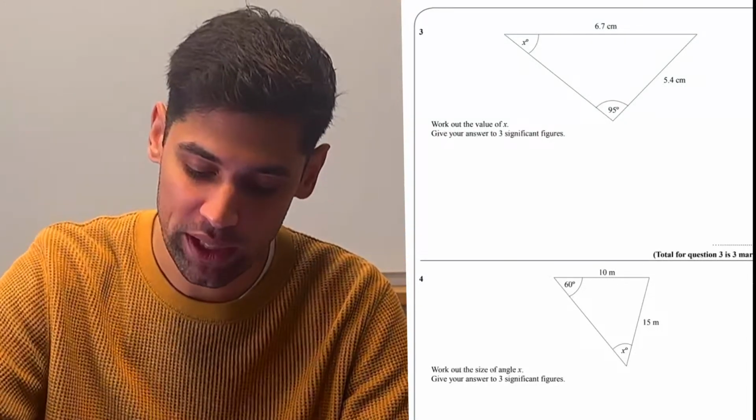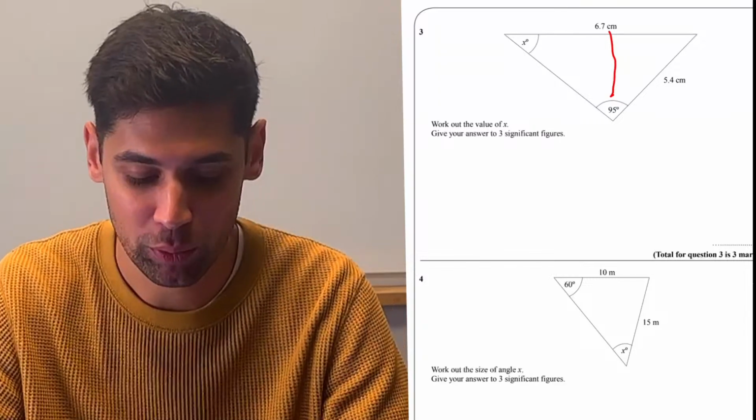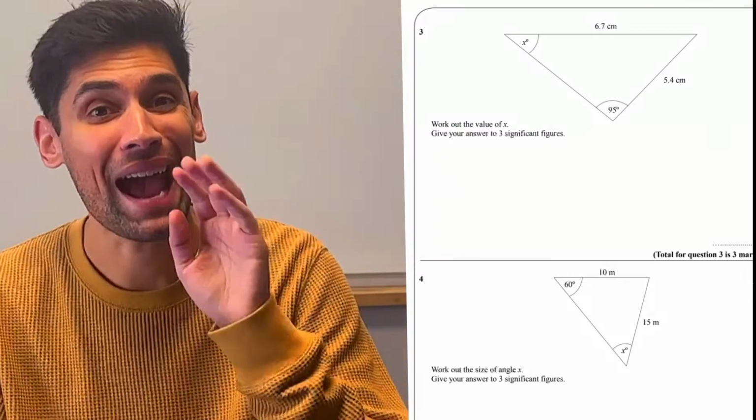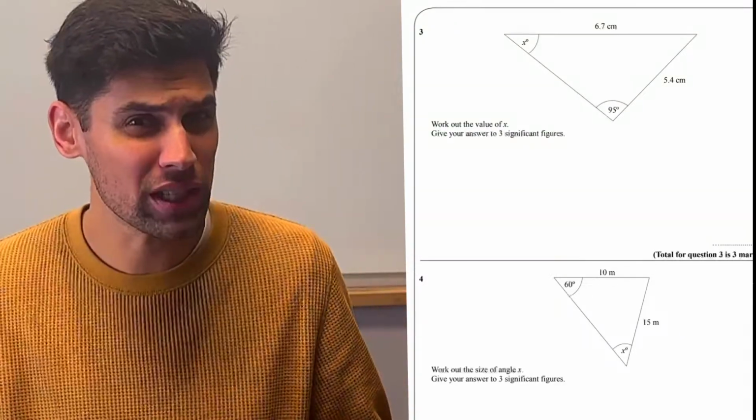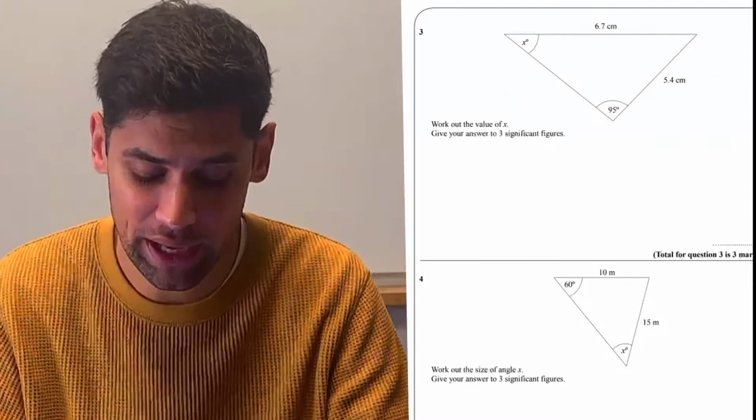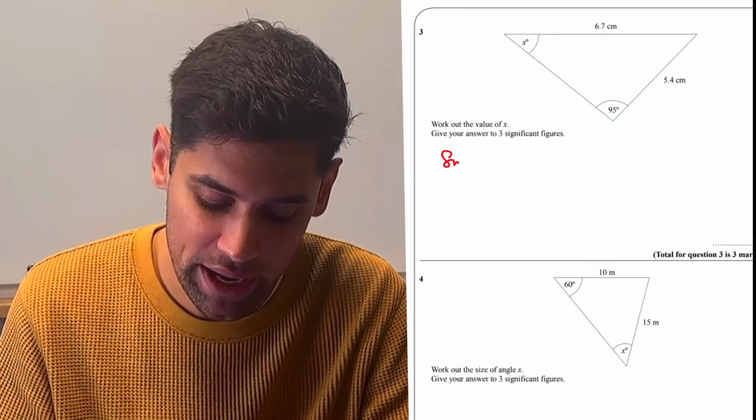Do we have a pair of opposites? Yes, we do. We've got the 95 and the 6.7. We love that. But this time we're looking for an angle. Nothing really changes here except the fraction flipped. We're looking for an angle, so we put the angles on top. So we're going to say sine x.